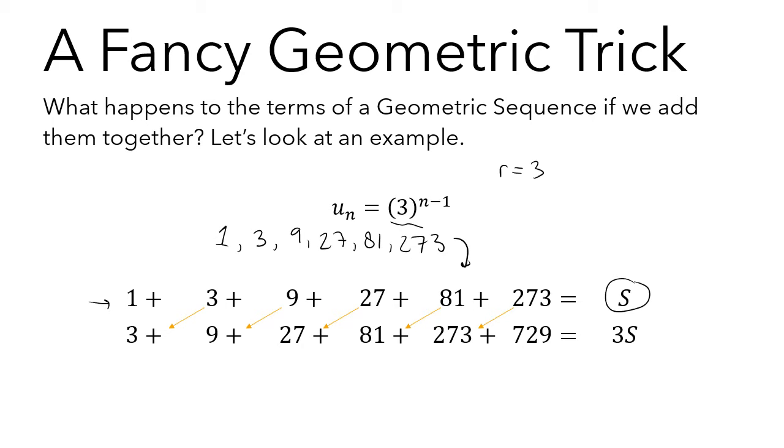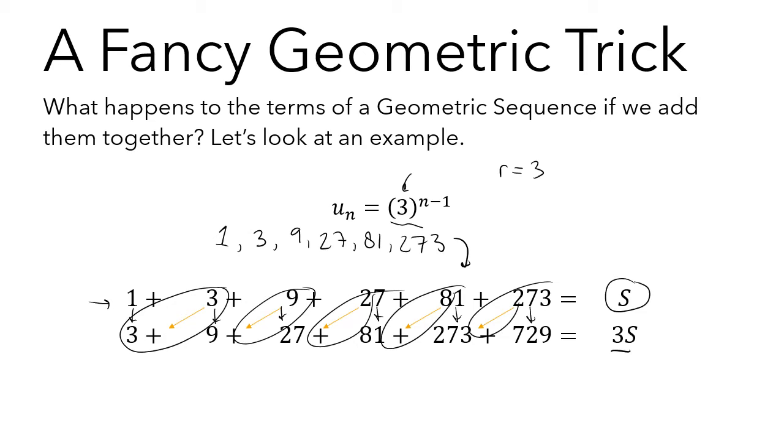We take our sequence and we're going to multiply it by 3. And we choose 3 because that was our common ratio. When we do that, we notice that it really just moves the series over a term. Each of these is multiplied by 3, but now you've got these like terms here. So if we subtract these two sequences, S minus 3S, all these like terms cancel.